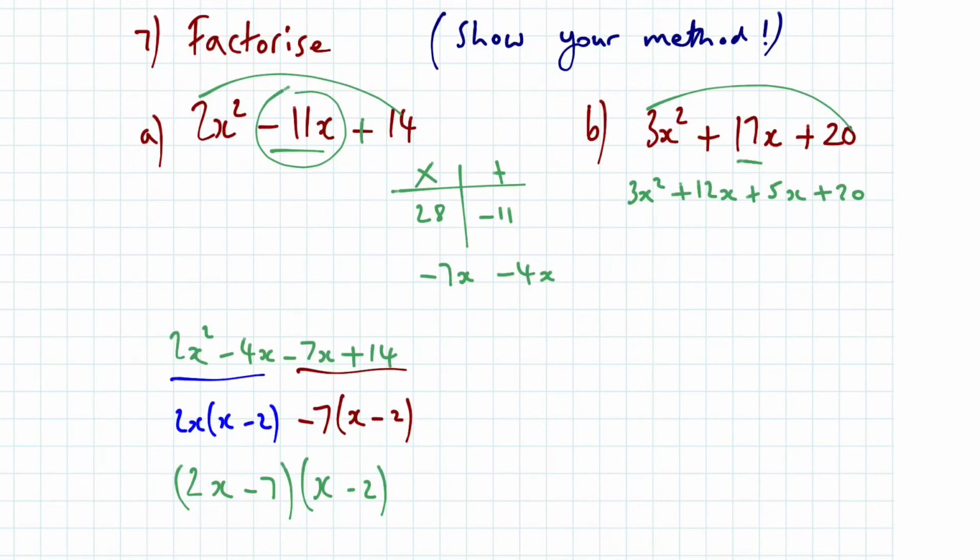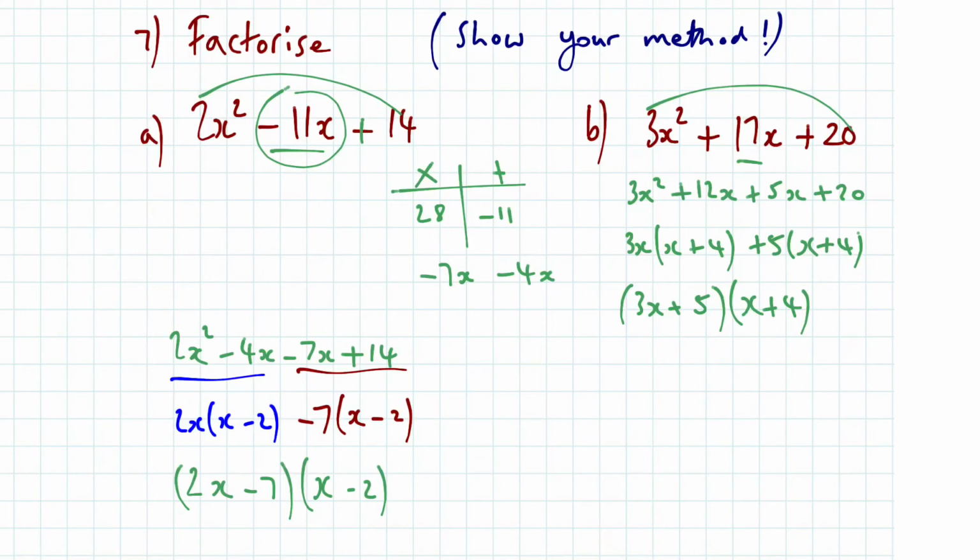Factorising again the first part, and the second part should have a matching bracket. The only way to make that work is to put a plus 5 there. Final answer: 3x plus 5 from the bits just outside the brackets, and the bracket itself. That's it. That's how you factorise that.